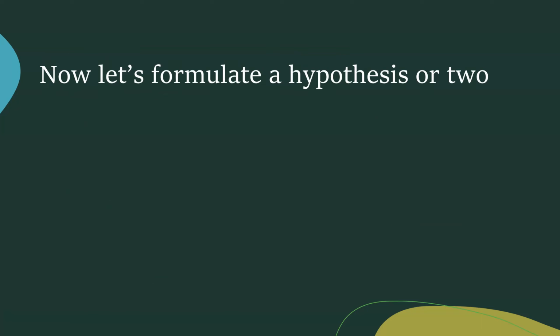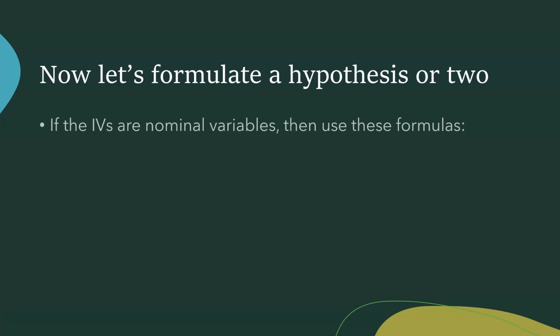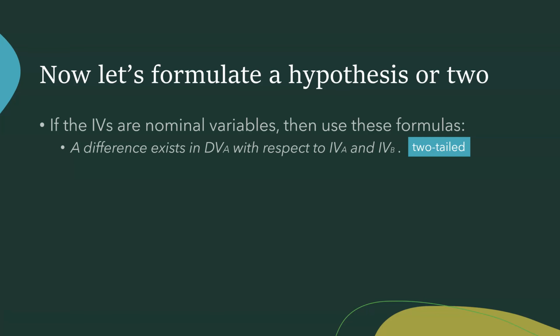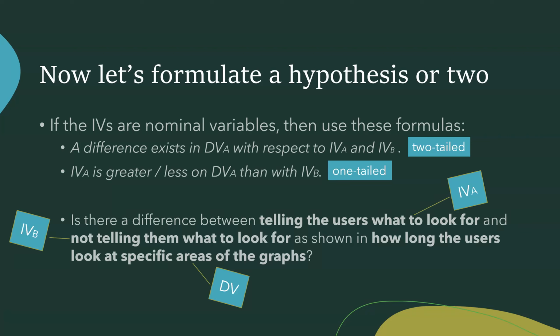So we've got a research question, or three. Let's formulate a hypothesis, or maybe two. No, probably just one. Let's see what we do here. If the independent variables are nominal variables, use these formulas. These are the ones I gave you before for the two-tailed and one-tailed. So because we have nominal independent variables, I'm bringing up the original research question that we wrote, not the revised one, but the original one with the highlights to emphasize that these are the independent and dependent variables we're looking at.